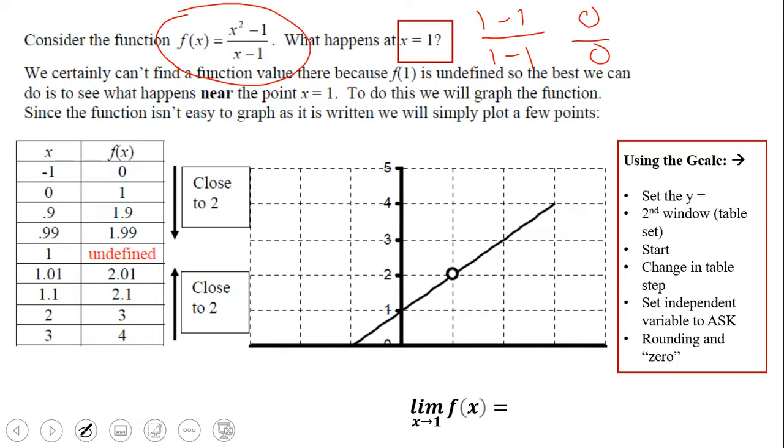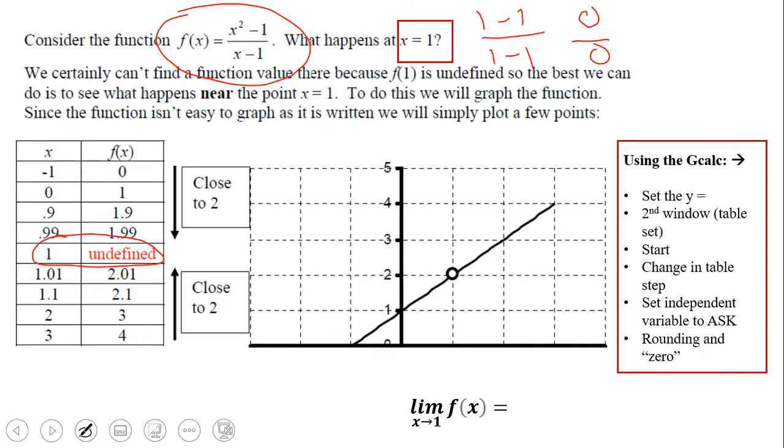So the unfortunate thing here is I cannot actually plug in 1. When I plug in 1, I'm going to get something that's undefined, whether I do it here algebraically or on the graphing calculator. The good news about a limit, though, is that you don't actually have to plug in 1. You just have to plug in the values that are closer and closer and closer to 1. So this is where a table really is helpful.